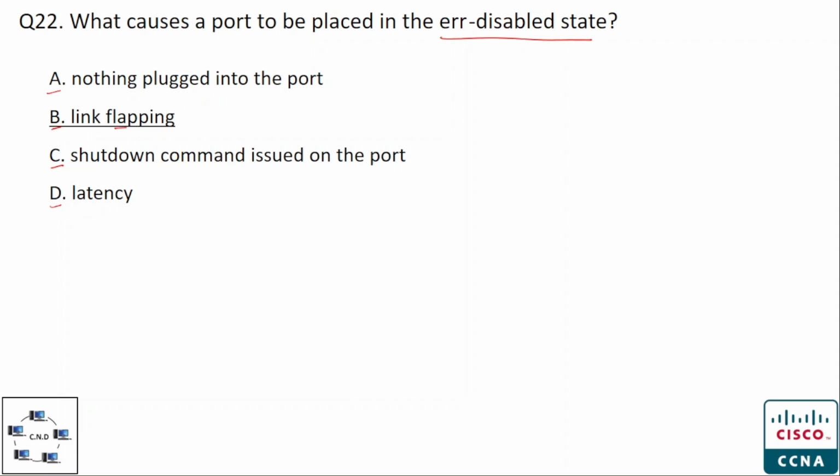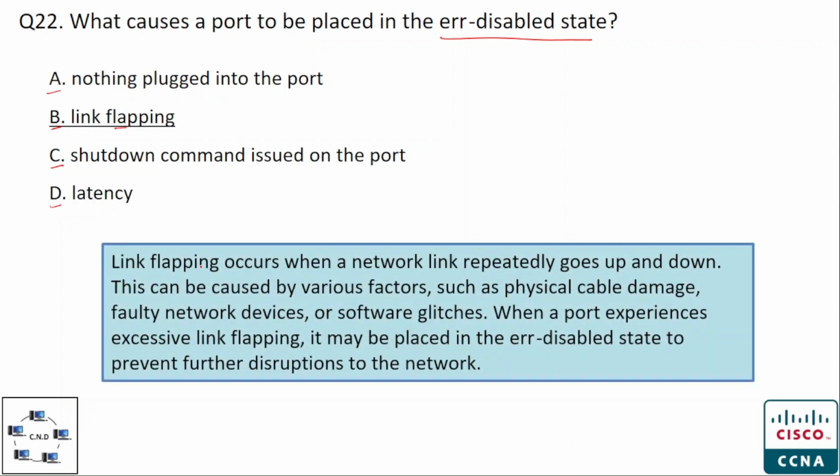Link flapping occurs when a network link repeatedly goes up and down. This can be caused by various factors such as physical cable damage, faulty network devices, or software glitches.